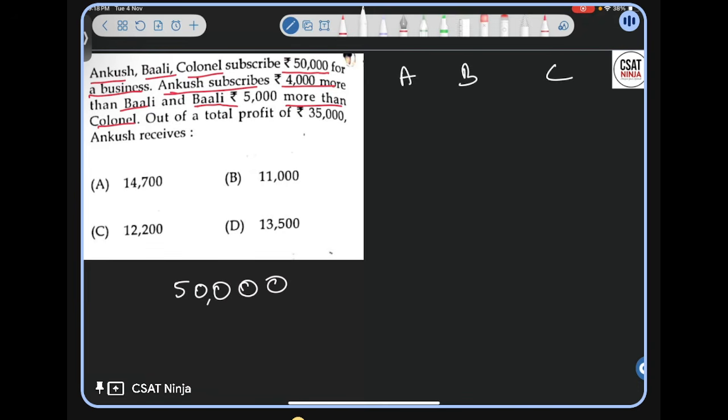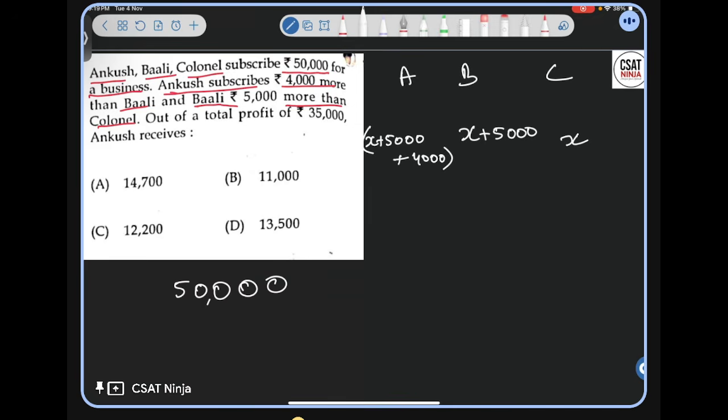Let's say C invested X rupees. Because of this statement, Bali invests how much? 5,000 more than C. B invests 5,000 more than C. So if C invested X, then B will be investing X plus 5,000. Next, A subscribes 4,000 more than B. That means if B is subscribing X plus 5,000, A is 4,000 more, plus 4,000 more. This is the investment of A.